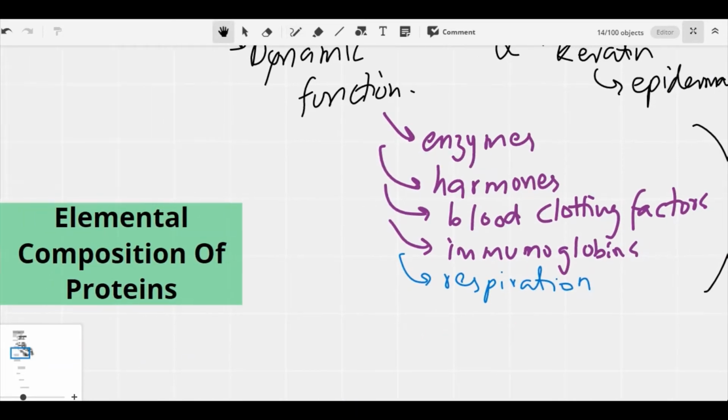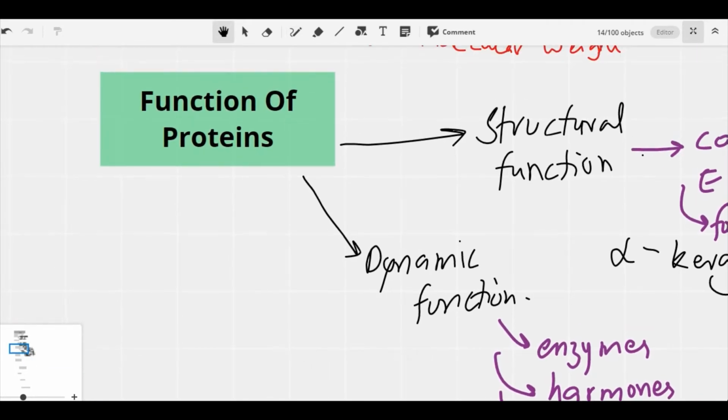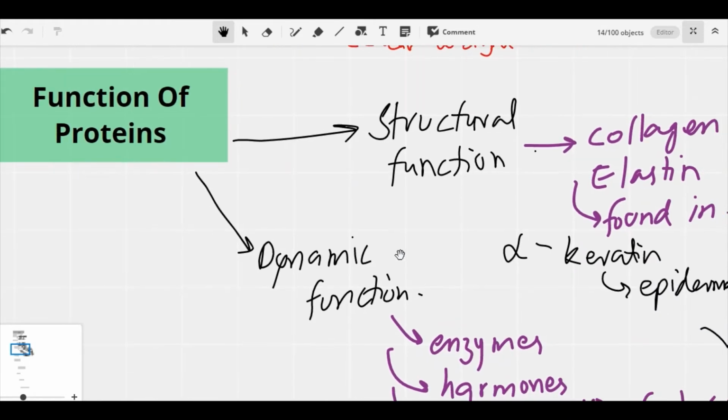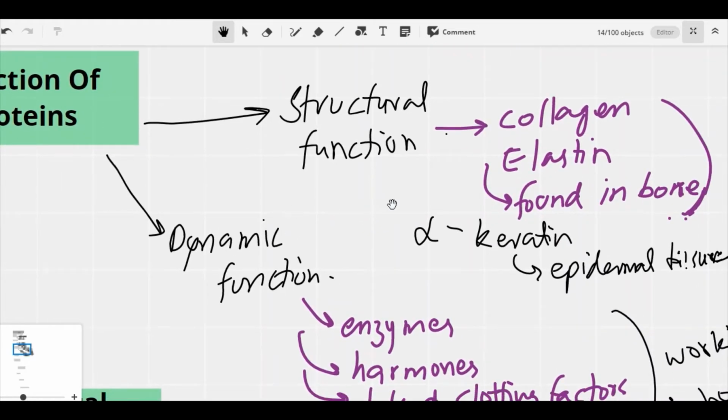Okay, so in general you have to remember that proteins are classified into two groups. One is structural function and the other one is dynamic function. In case of structural function, you have to remember that it is according to the structural base, for example to give strength, to give shape, so the role of proteins like collagen, elastin, alpha keratin.